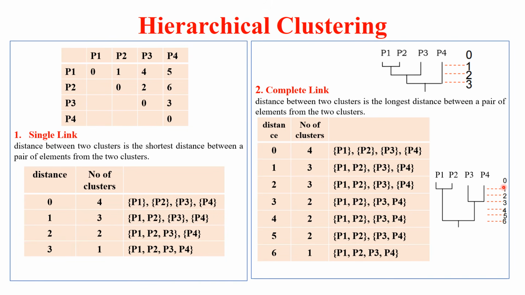So at a distance measure 1, we are able to merge P1 and P2. At a distance measure say 3, we are able to merge P3 and P4. And at a distance measure 6, we are able to merge these 2 clusters.